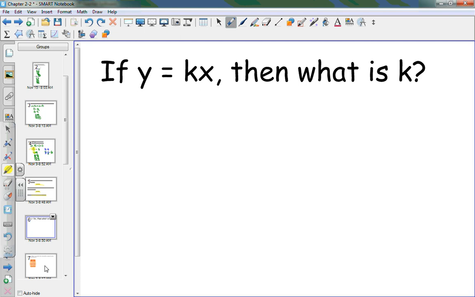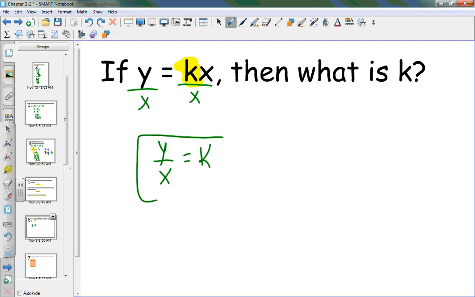What I want you to do is come up with a formula for k, which is also known as your slope in direct variation. So if I want to solve for k, I need to divide by x. So I'm going to have y over x is equal to k. In other words, anytime I'm given a point, I can immediately find my constant of variation or my slope by taking my y coordinate and simply dividing it by my x coordinate. So this is my formula. Now how do I apply that? Are you ready?